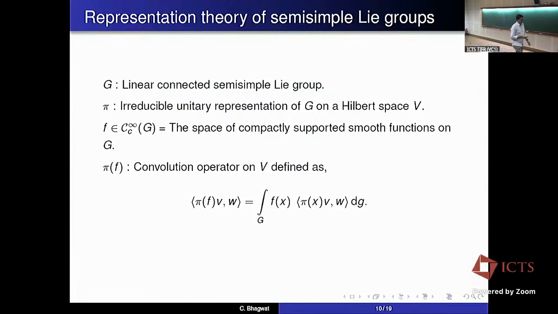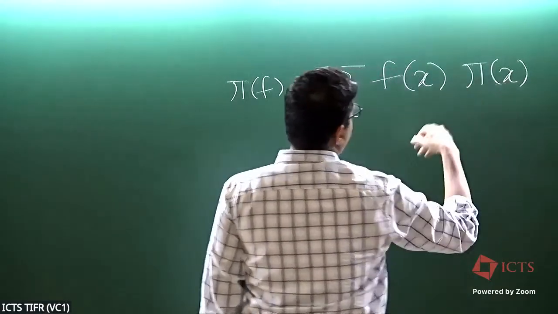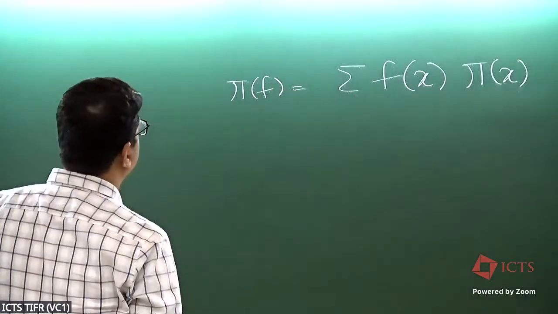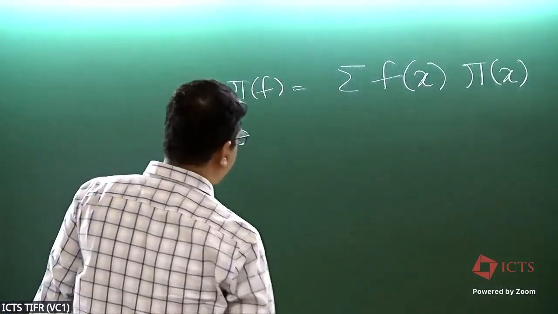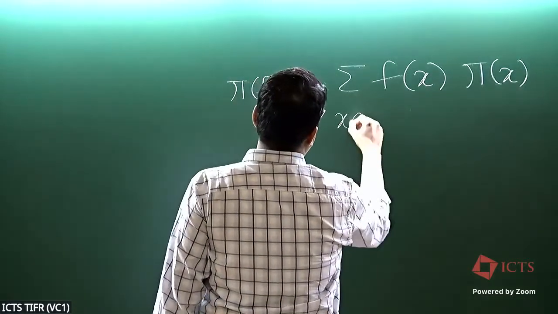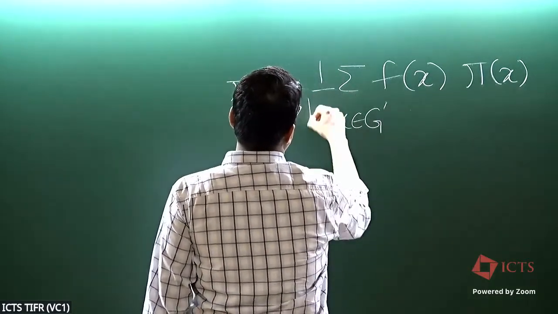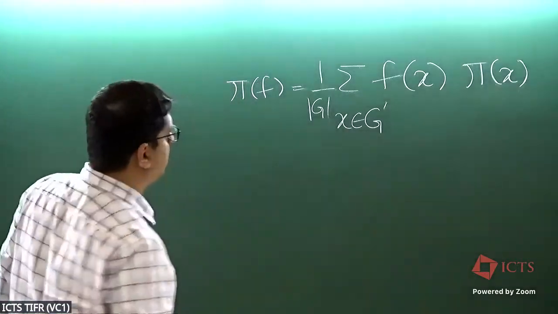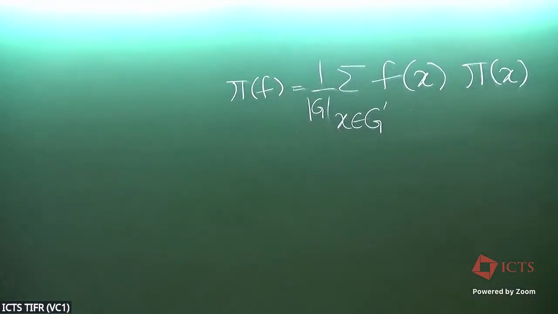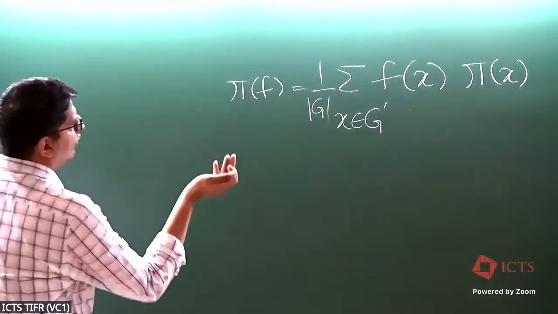Just to connect this for people who are familiar with finite group representation theory with what they know from there: if your setup is a finite group, then the way I define the operator is nothing but the summation of f(x) times pi of x. Each pi of x is thought of as a linear operator on the finite dimensional representation space V, and you are just taking the sum, except that here the sum will come with some normalizing constant if you want to normalize it as a probability measure. If not, then you can leave it as it is. So this pi f was defined there.